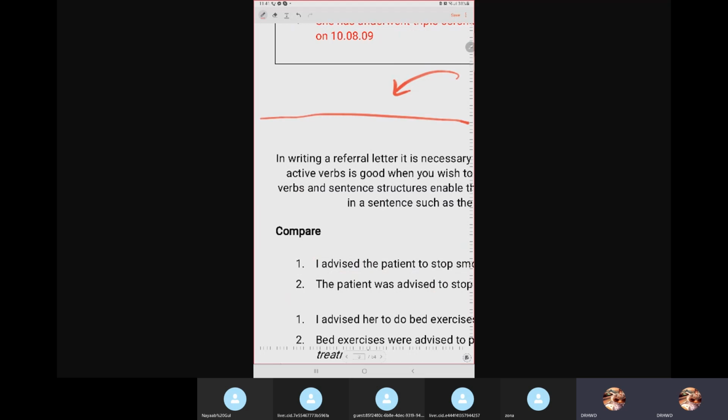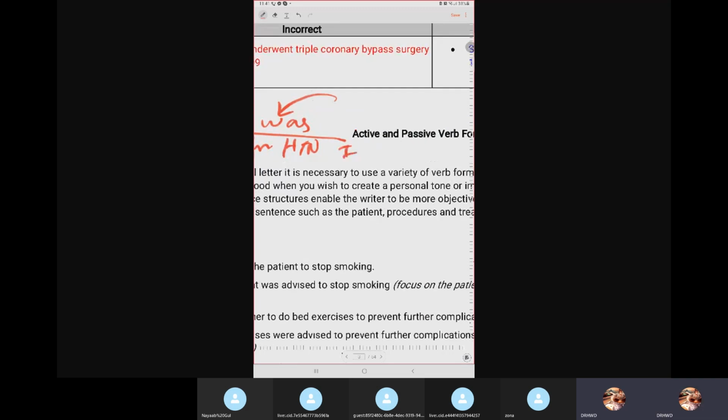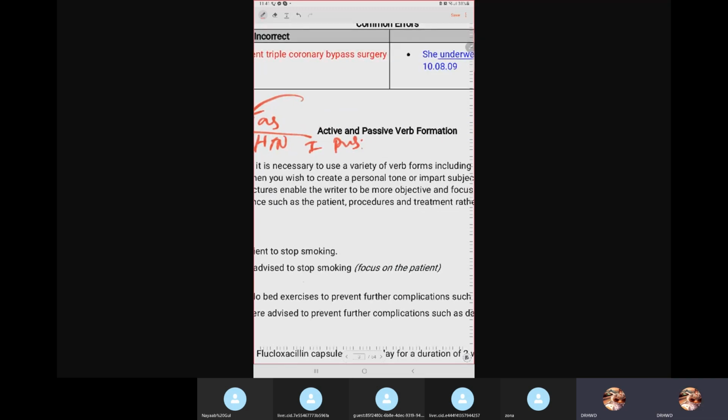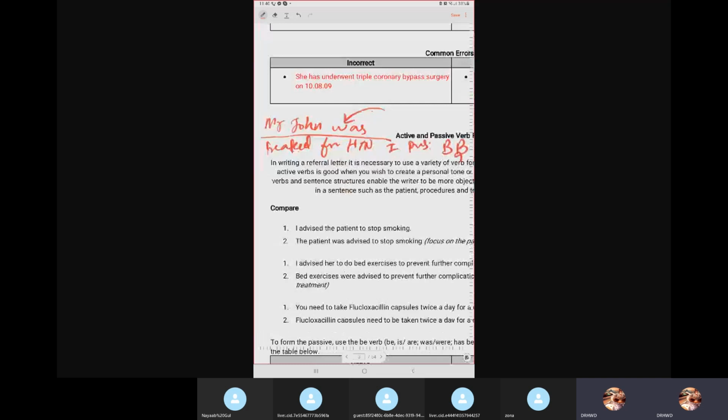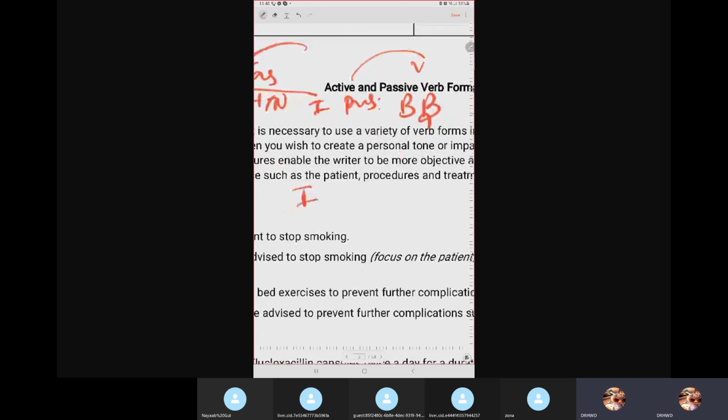For example, in a sentence you're saying, Mr. John was treated for hypertension. I prescribed beta blockers, right? Now, what I did was I said, Mr. John was treated for hypertension. I prescribed beta blockers. What if I said like this? Mr. John has hypertension for which beta blockers were prescribed. So my prescription comes last, or I could say beta blockers were prescribed to Mr. John for hypertension.